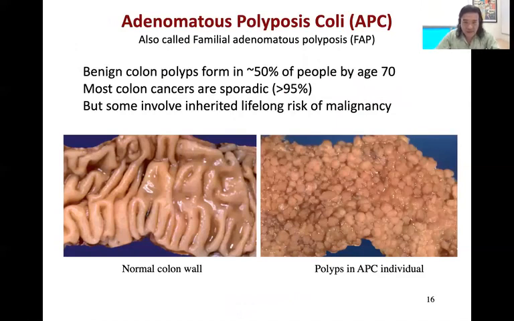But this is a good example of what adenomatous polyposis coli looks like. So this is a normal colon cell wall here. It's really folded and ruffled to maximize the surface area. People who have a disease known as APC, which is also called familial adenomatous polyposis or FAP, develop tons of colonic polyps.